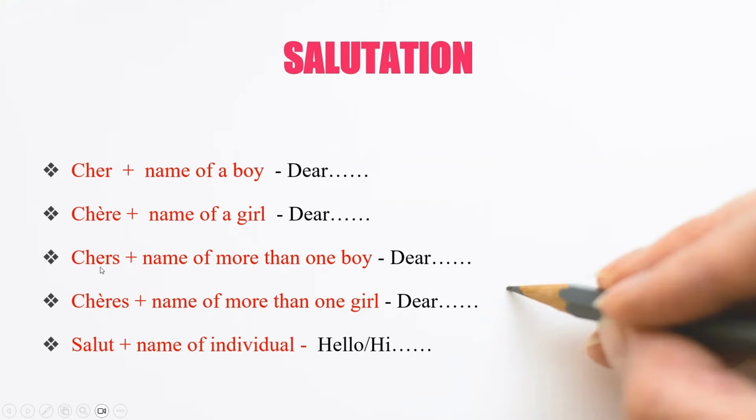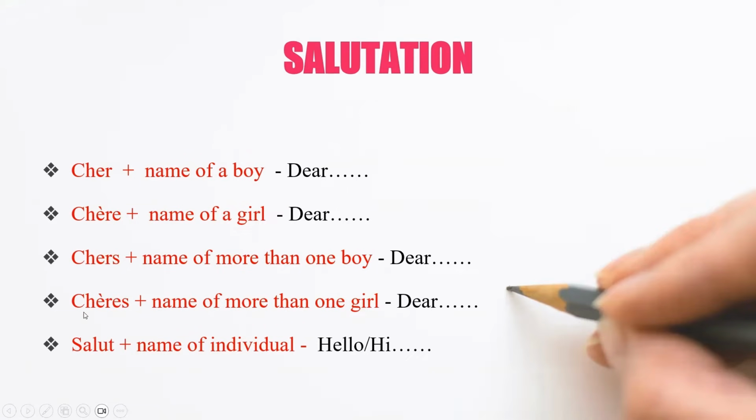If it's more than one person you're writing to, and it's more than one boy, it's going to be chers, C-H-E-R-S, right? Plus the two names of the boys. But please note that this can also apply to a boy and a girl. So if it's Paul and Pauline, you can say Cher Paul et Pauline, right? But you would use the cher here with the S at the end.